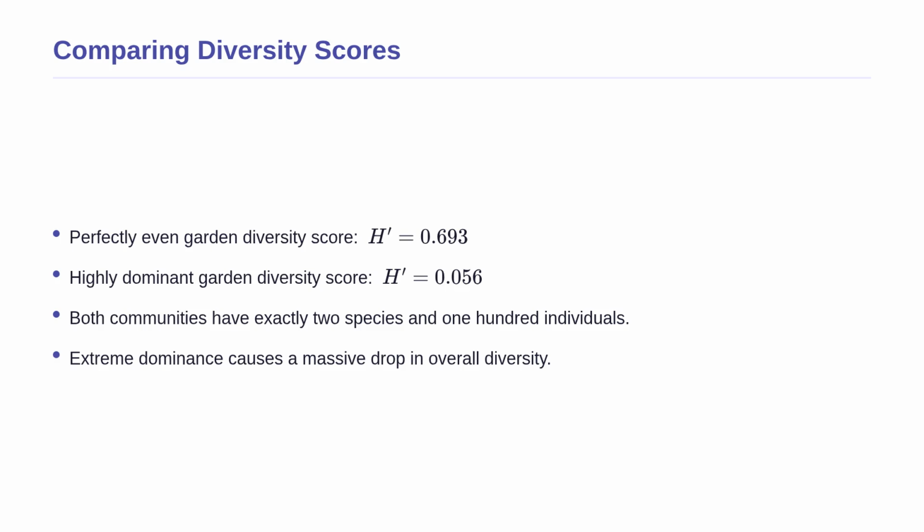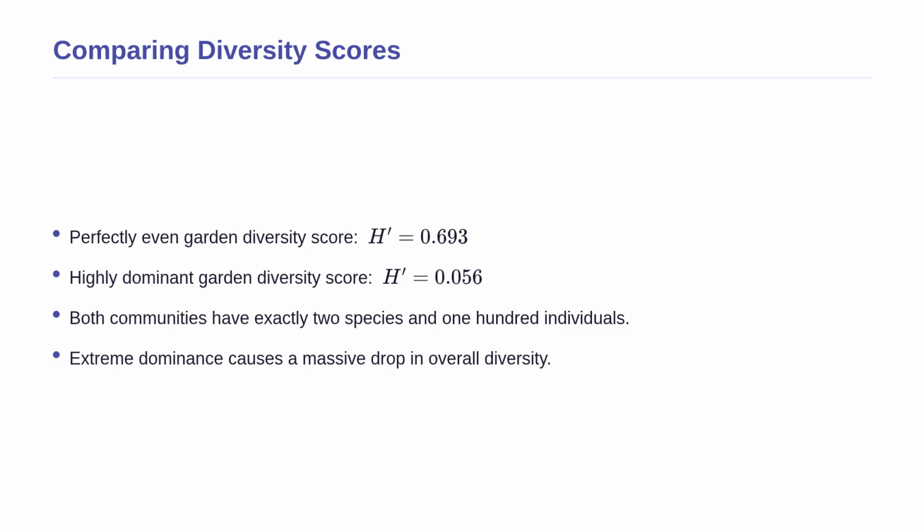Having calculated both scenarios, let us take a moment to compare these diversity scores. Our first garden gave us a score of 0.693, while our second garden gave us a score of 0.056. This is a massive and undeniable drop in overall diversity.